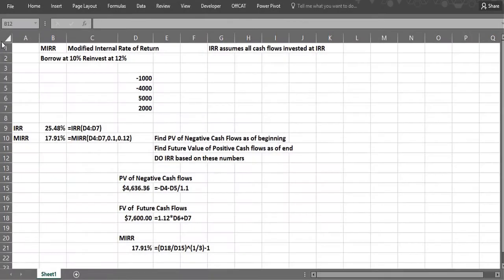In this video, we're going to discuss the MIRR, or Modified Internal Rate of Return function, which sometimes is an improvement on the IRR function. So basically, let's assume that we have the following set of four cash flows. We pay out minus 1,000 the first period, minus 4,000 the second period, we get 5,000 the third period, we get 2,000 the fourth period.